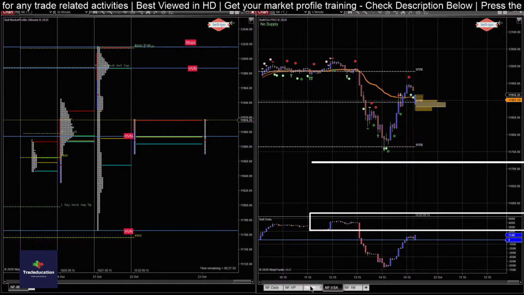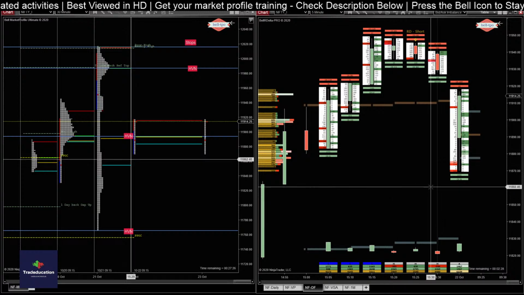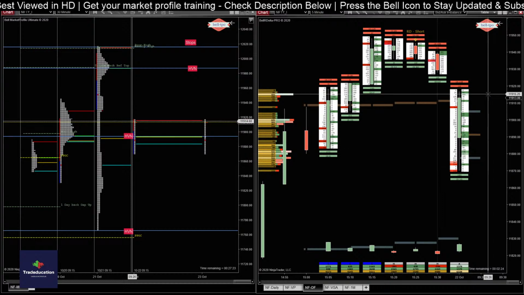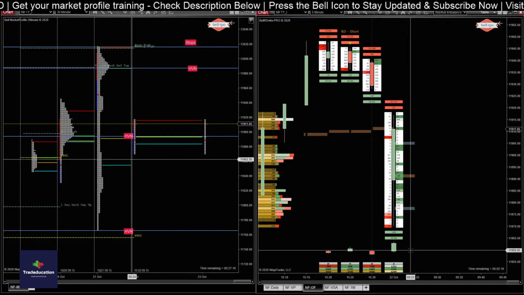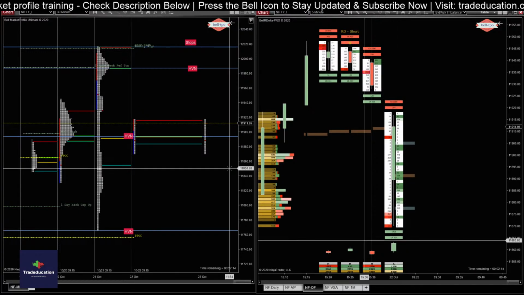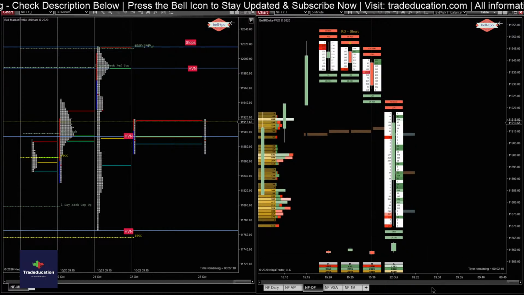Now let me jump to the order flow chart. Now let me delete all this. So some anomalies around the lows, some anomalies around the highs. There are trapped buyers. 6,000 contracts already traded, so pretty heavy volume. So today's volume will be going more than 10,000. So let's see if that happens or not.